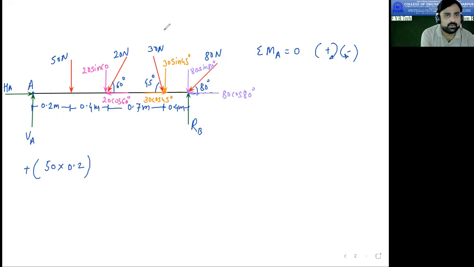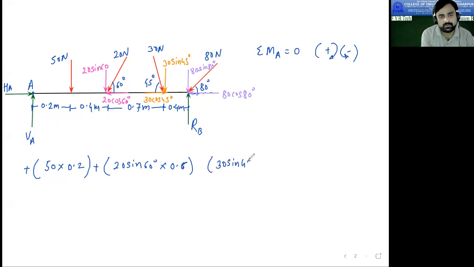Now when I come to the next force, this is 20 Newton, but don't consider this main force. Consider its components for the calculation once you resolve the force. I have told you this many times. Now here 20 cos 60 is already 0. 20 sin 60, what is the distance from point A? 0.6, correct. So it is 20 sin 60 into 0.6. This is also plus.